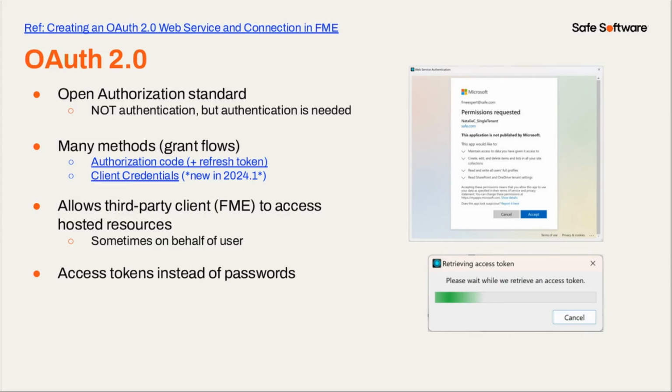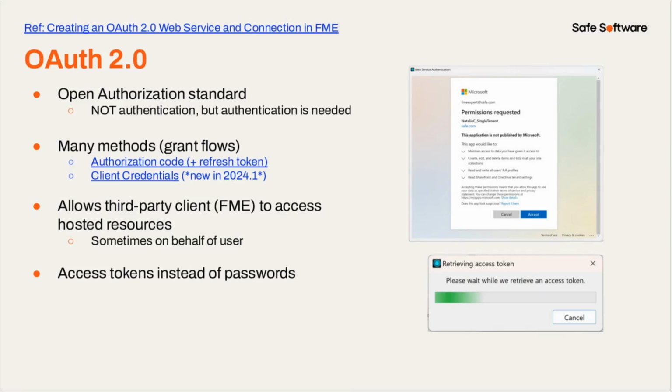OAuth 2.0 is not an authentication standard, where authentication is more concerned with verifying the identity of a user or a service. But a valid user session is required to complete some OAuth 2.0 flows or methods. So you may need to provide a valid Microsoft username and password to authenticate FME's SharePoint web services. It just depends again on the web service that you're working with.